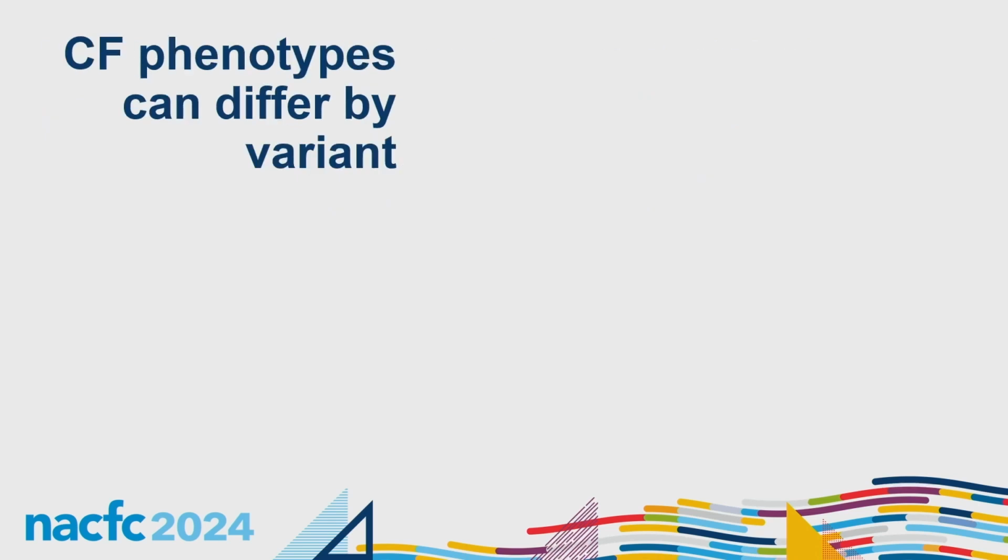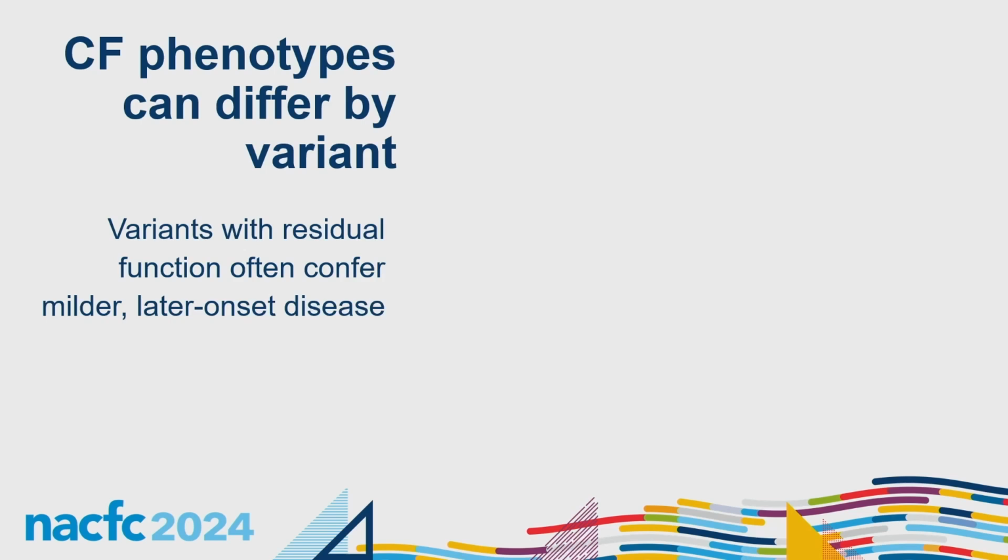So CF phenotypes differ by variant. I think most people have a good understanding that when you have CF variants that confer residual function, residual CFTR function, we often see a milder or more ameliorated version of disease. Might be later onset, maybe milder lung disease, things like that.